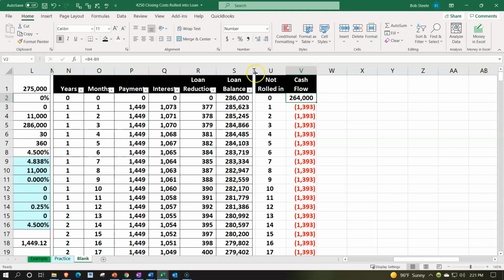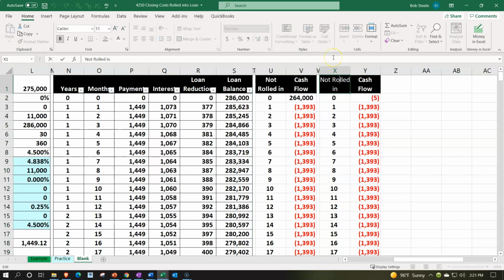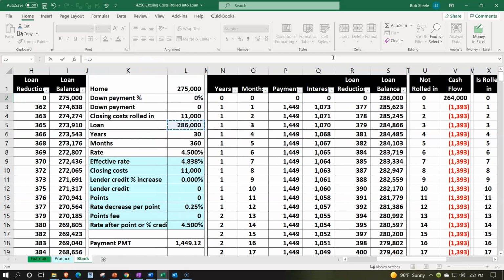Let's do the same thing. I'm going to copy these cells and do the same thing for the second loan. So this is going to be the one where it is rolled in. And then the starting point, this time we got a loan of $286,000, which includes the closing costs, but in essence, we still had to pay out basically the closing costs of the $11,000.